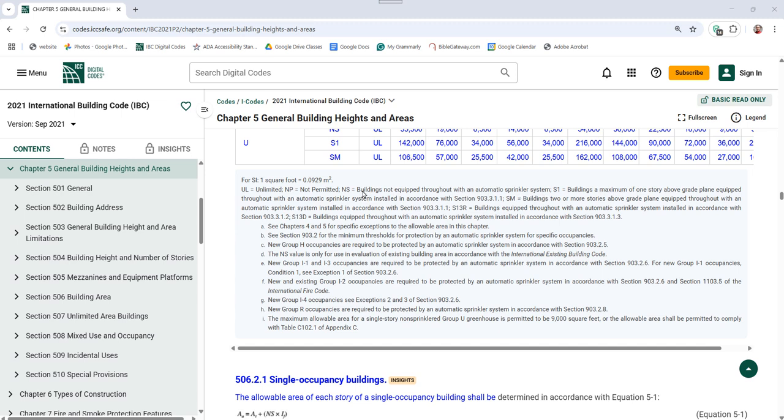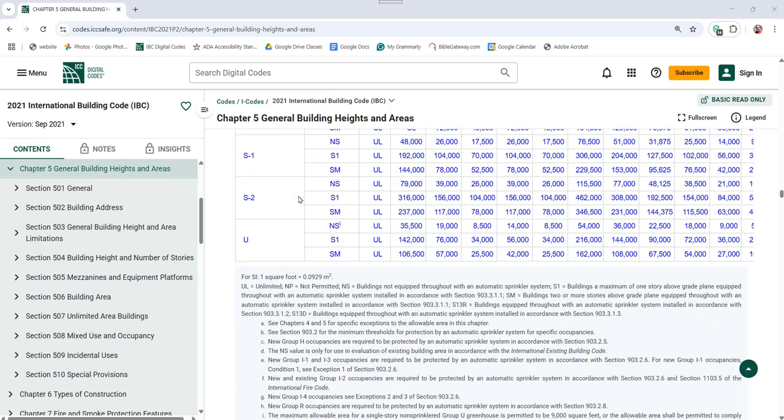NS, buildings not equipped with automatic sprinkler system. That says it's not sprinklered. Oh, S1. S1 is a 1-story building above the grade plane equipped throughout with the sprinkler system. We do have a single-story building, so we want to take a look at this one. So what's SM? Buildings with 2 or more stories. So that's how they designate it, S1 or SM.